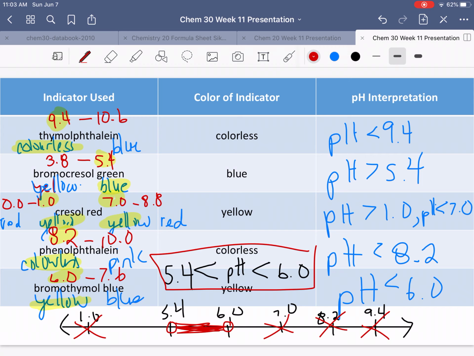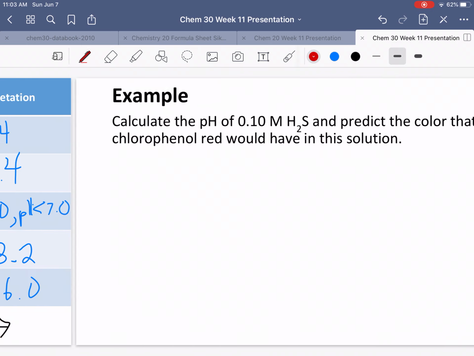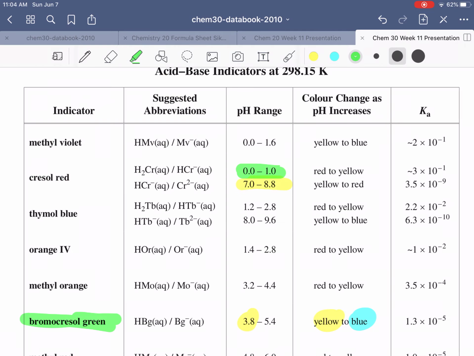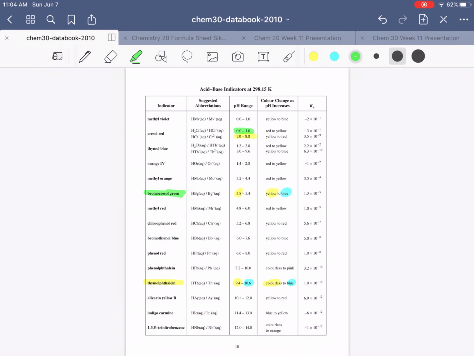Now, let's put a Chem 30 spin on this. What if I say, okay, calculate the pH of a 0.10 mole per liter hydrogen sulfide, or basically hydrosulfuric acid, right? And then predict the color. Here's the new part. We've already done that beginning type thing in past podcasts. Predict the color that chlorophenol red would have in this solution. Ooh, here's where it gets interesting. How do you predict the color? Well, you're going to have to go look at this page to do so, okay?